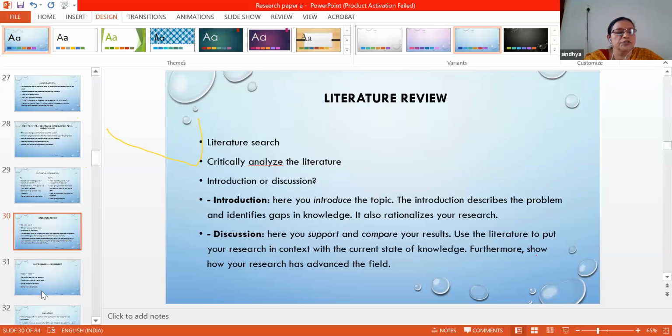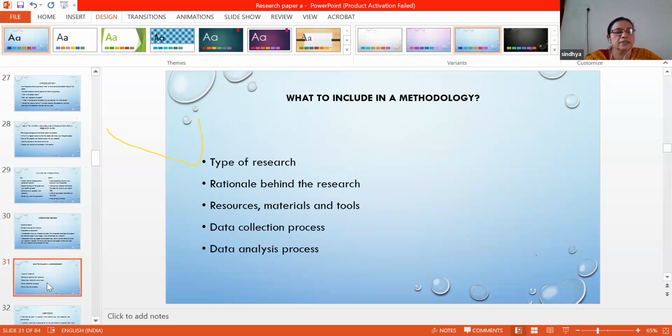So literature review is an important step throughout the process of undertaking research as well as writing research. And in the methodology part, what to include in the methodology section? So after the introduction, we are writing the method section.